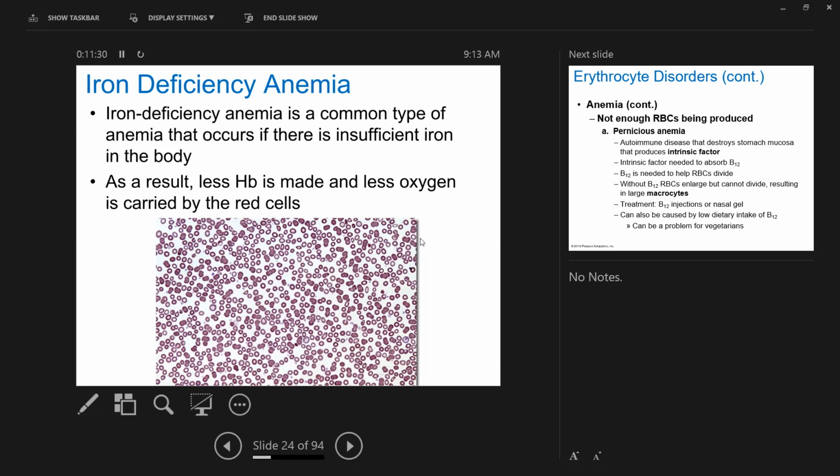But the problem is an absence of iron. You've got to have iron to make hemoglobin. So now you have less hemoglobin, which means less oxygen. So you're going to have the same characteristic signs of anemia: fatigue, shortness of breath, paleness, all the characteristic signs here. But this one is caused by a lack of iron.